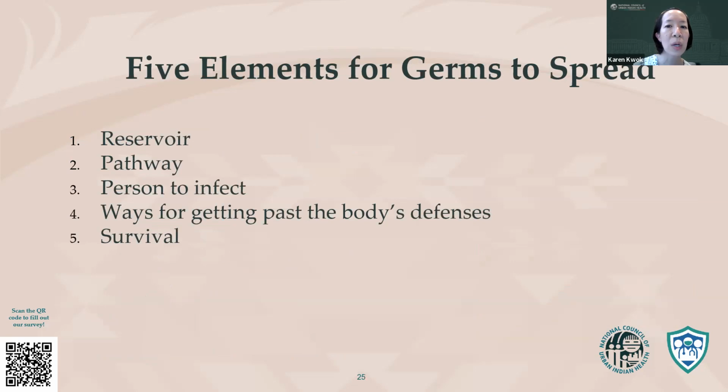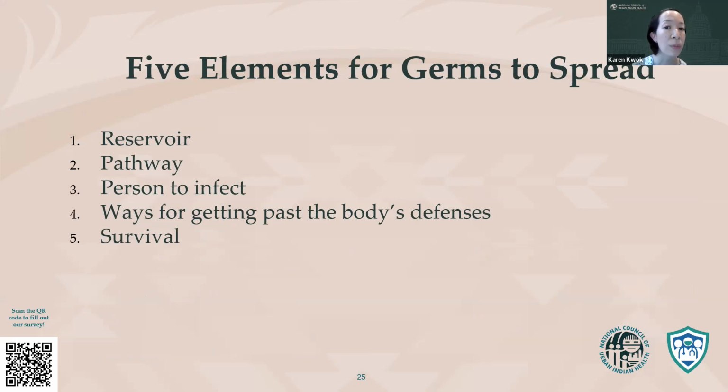And let's look at the 5 elements for germs to spread. In brief detail, I'm just going to cover these 5 elements, because in subsequent webinars, we'll have a deeper dive into each of them. So consider in your workday all the tasks that you do. Where do you see the possibility for germs to spread and cause infection?